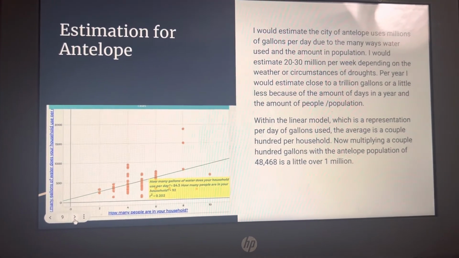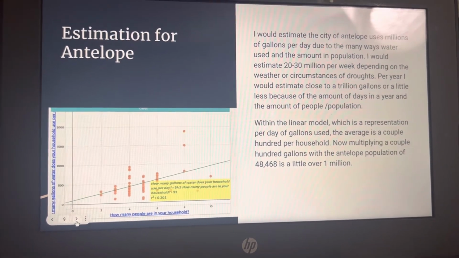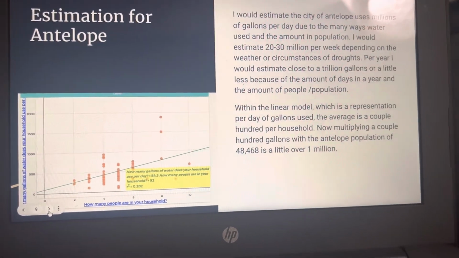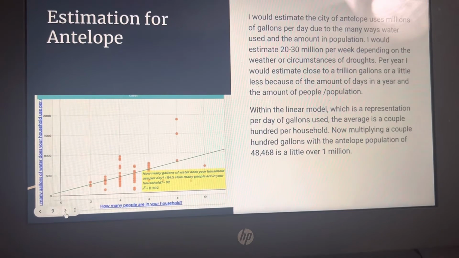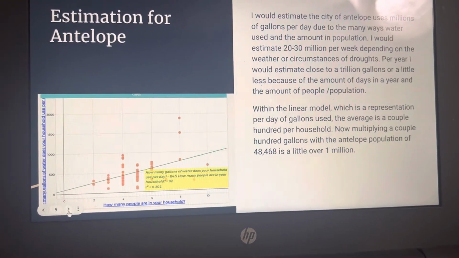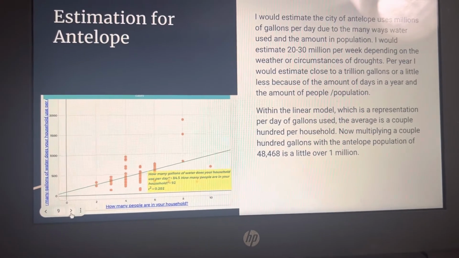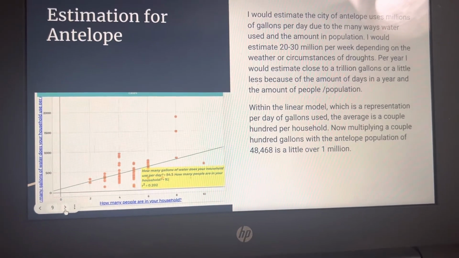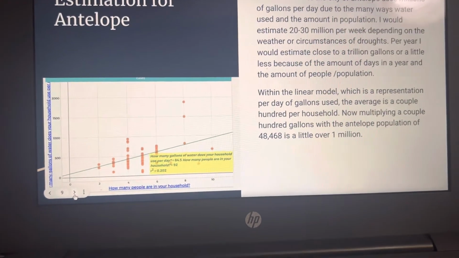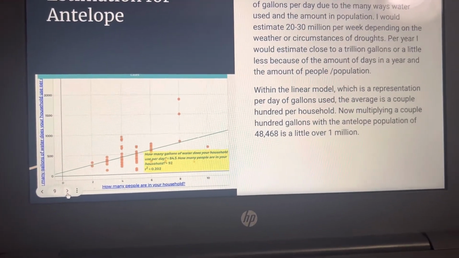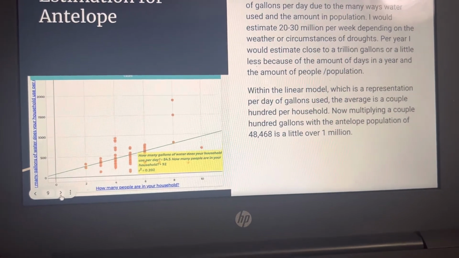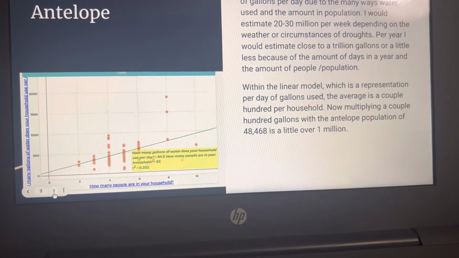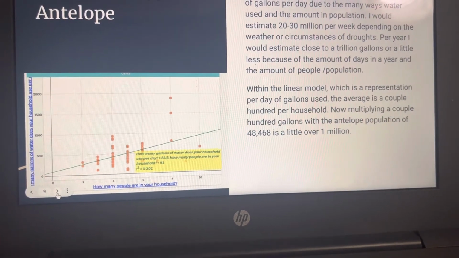Estimation for Antelope. I would estimate the city of Antelope uses millions of gallons per day due to the amount of people and the amount of ways to use water. I would estimate 20 to 30 million per week depending on the weather or the circumstances, which could be droughts. Per year, I would estimate close to 1 trillion gallons or a little less because of the amount of days in a year and the amount of people in a population. Within the linear model, which is a representation per day of gallons used, the average is a couple hundred per household. Now, multiplying a couple hundred gallons with the Antelope population is a little over 1 million.